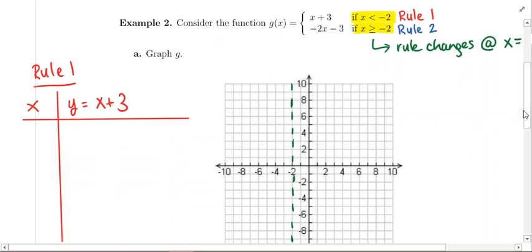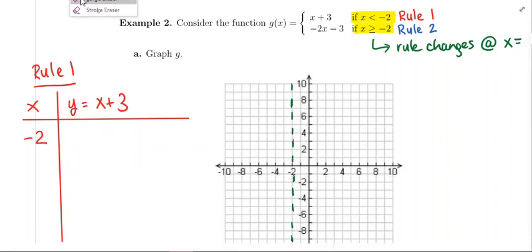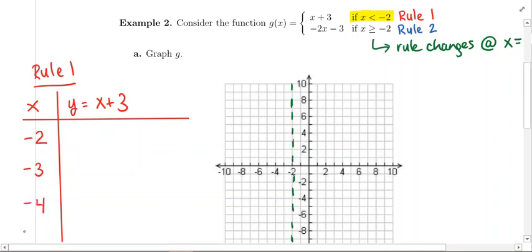You cannot pick anything you want. The very first thing that needs to go in your table is the x value where the rule changes, which is x equals negative 2. Then we look at the if condition for rule 1. This rule applies if the x values are less than negative 2, so we can pick things like negative 3, negative 4, negative 5, and so on. We plug each x value into the formula to get the corresponding y value, and that gives us a point to plot.